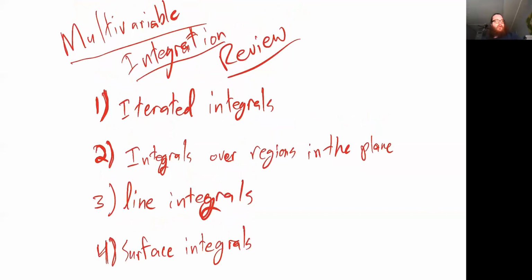And so here we can see the topics. So first, we'll review what iterated integrals are. Afterwards, we'll talk about integrals over regions in the plane. How do we make sense of those? We'll talk about line integrals, which are one-dimensional integrals, but now they come from curves in higher dimensional spaces. And then finally, we'll talk about surface integrals.